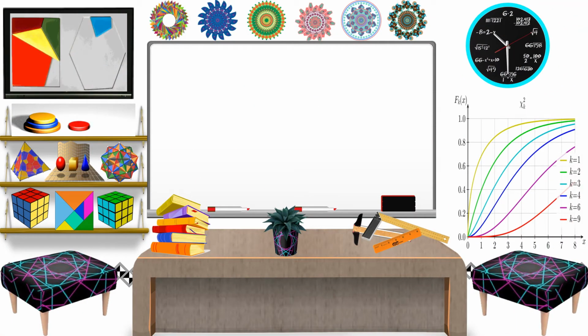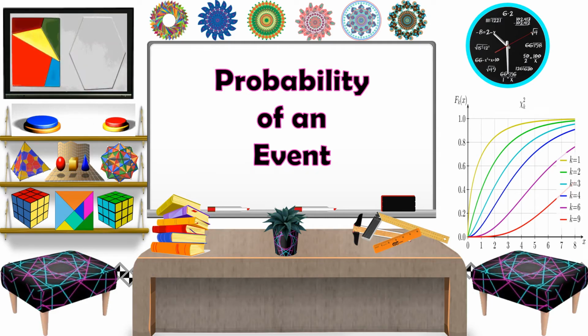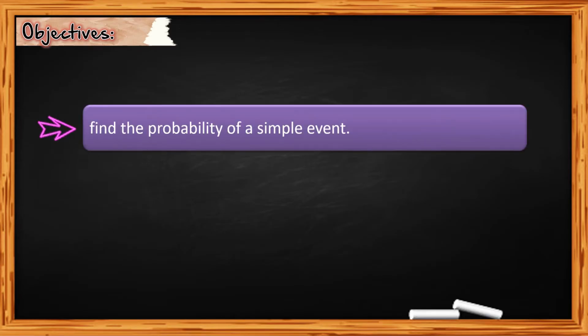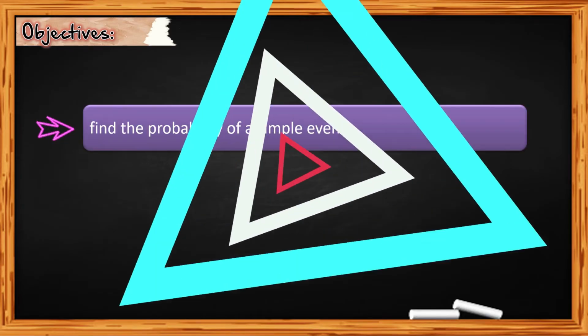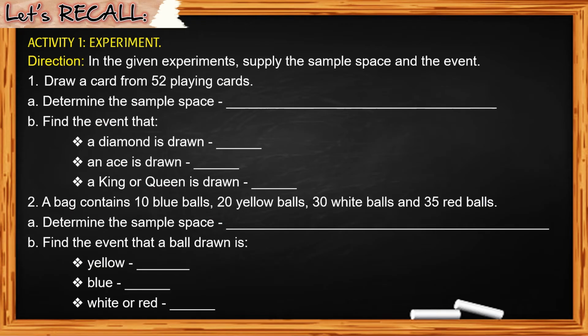Now, let's discuss the probability of an event. At the end of this lesson, you are expected to find the probability of a simple event. Now, before we proceed, let's have a recall. For activity 1, we have the experiment. Direction: in the given experiments, supply the sample space and the event.